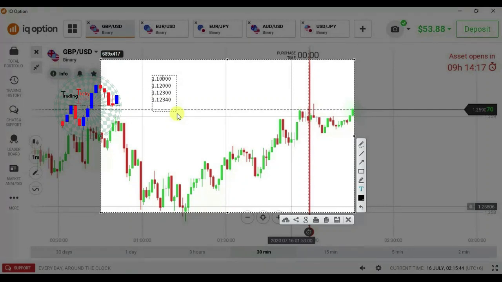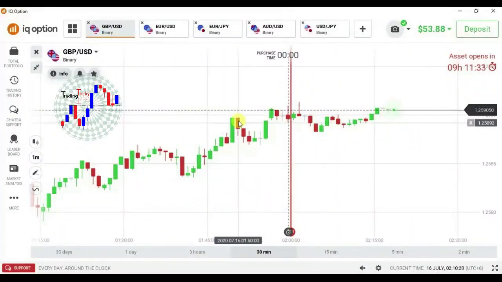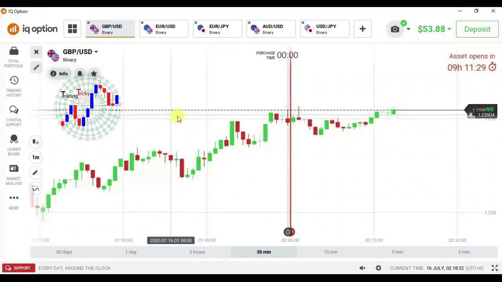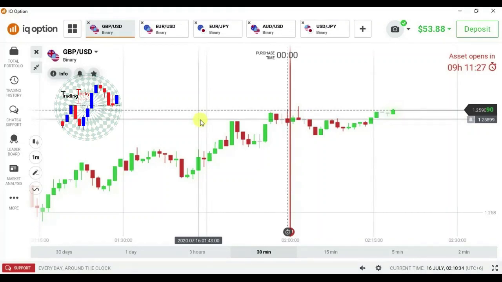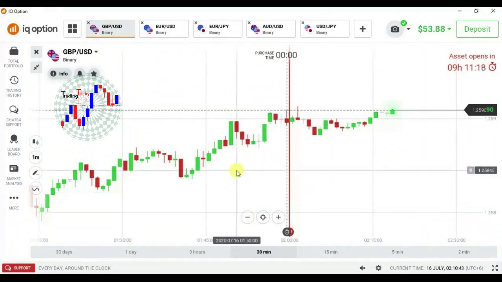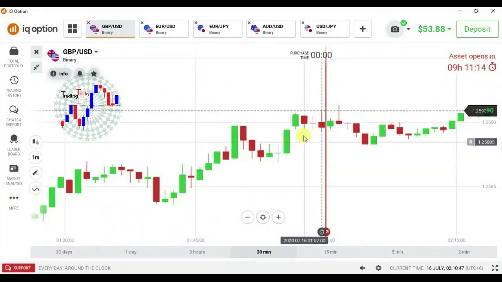So let me show you on the chart how the round numbers work. So here is the chart GBP/USD. You can see this is a round number. You can identify it automatically because it's already marked. This is 900, which means 00, and this is 800. This is also 00. So let's see how it's working.